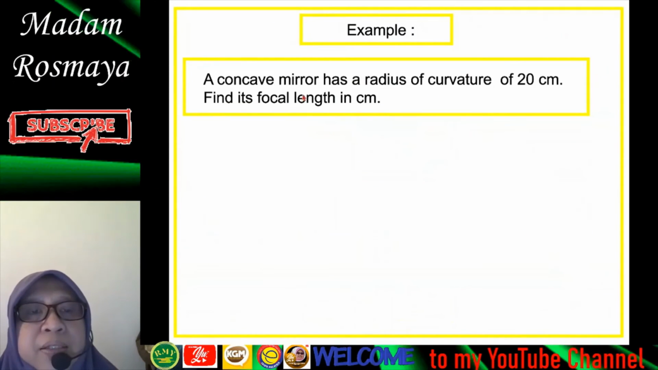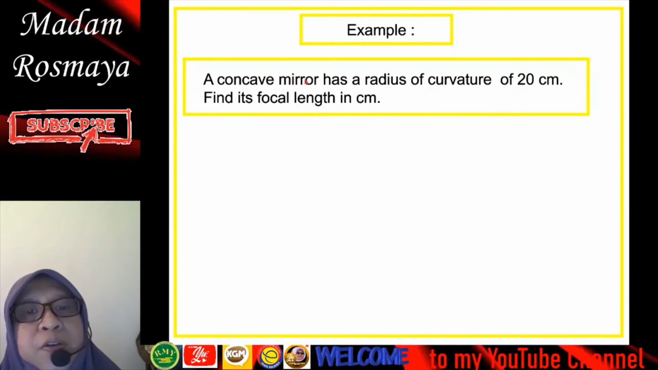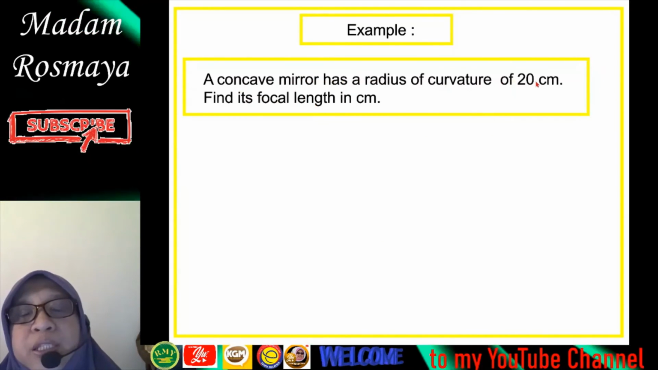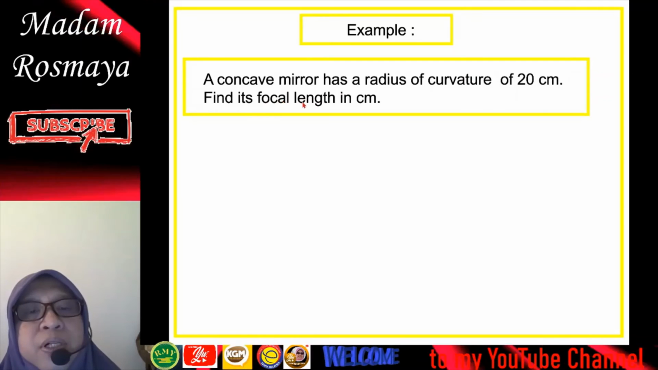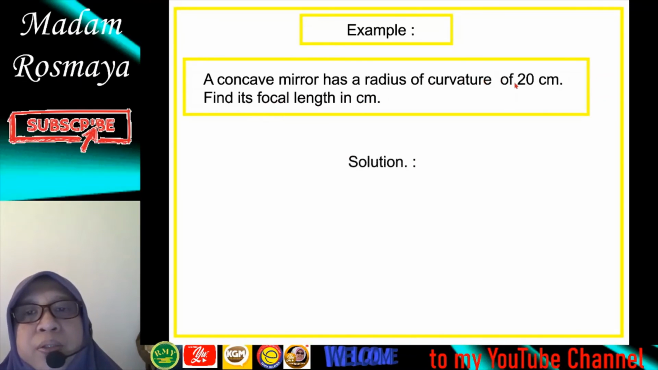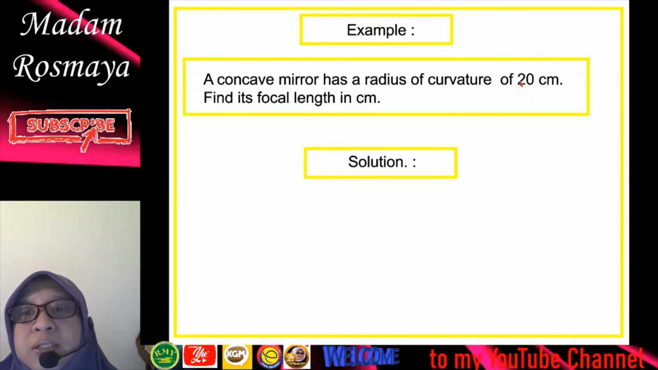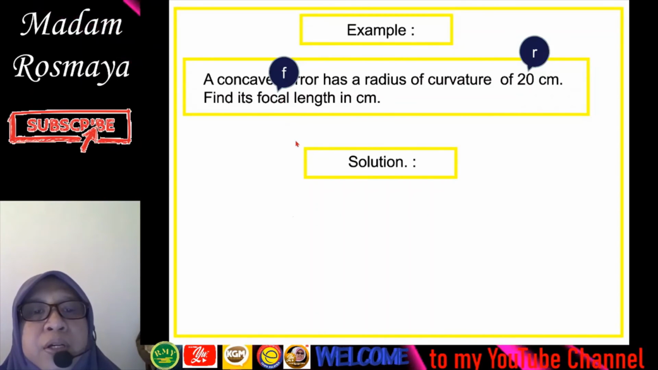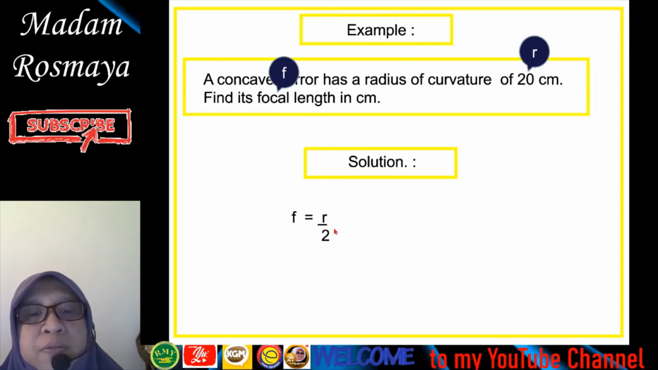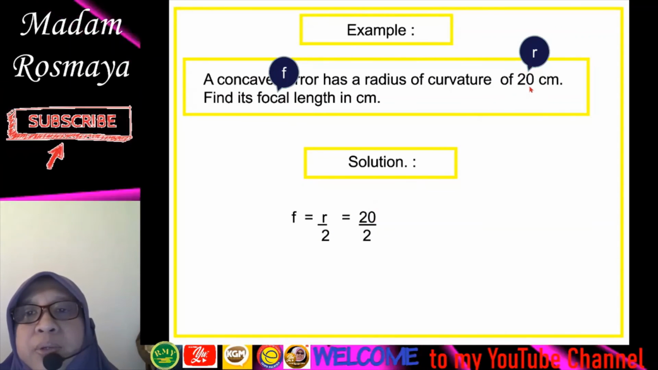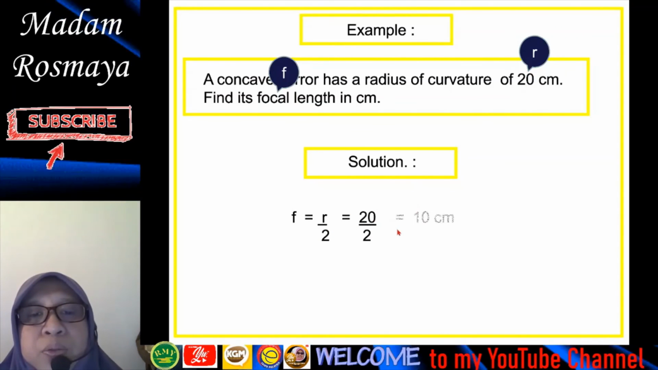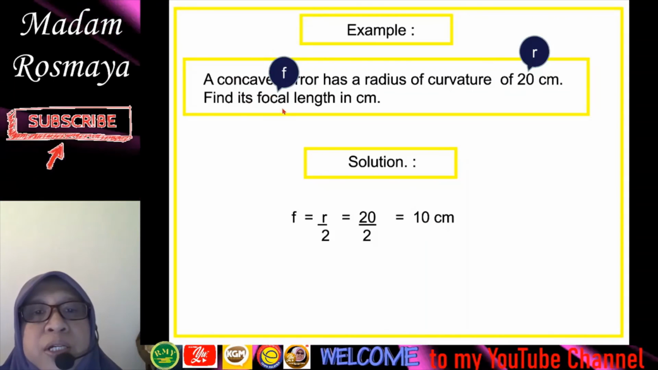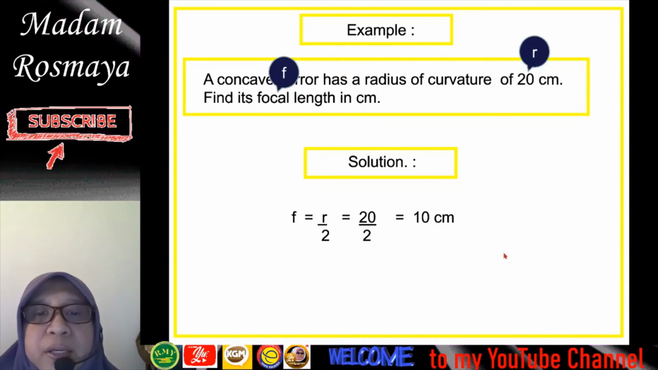Okay, we try one example. A concave mirror has a radius of curvature of 20 cm. Find its focal length in cm. So the solution is: given here is the radius, so we are going to determine F. So use the equation F equals half R, and R is 20 cm divided by 2, we get 10 cm. So the focal length for the concave mirror is 10 cm.